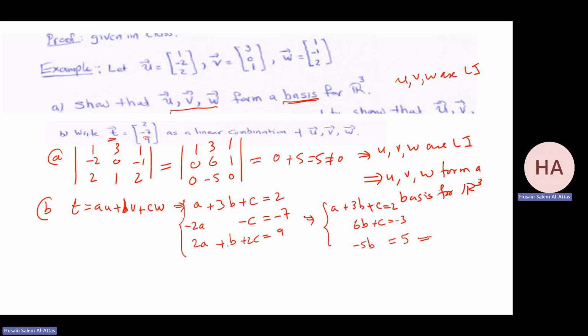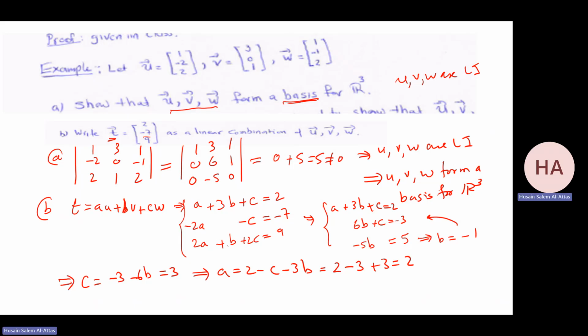From here, I'm getting B. So I plug it here to get C. Try to solve it the way you like. C is what? Minus 3 minus 6B, which gives me 3, since B is minus 1. If B equals minus 1 and C equals 3, I can get A. A will be 2 minus C minus 3B, which is 2 minus 3 plus 3. So the answer is 2. So A equals 2, B is minus 1, and C equals 3.